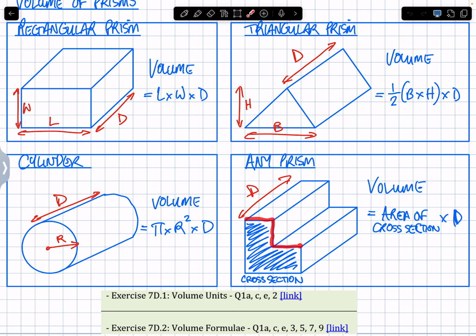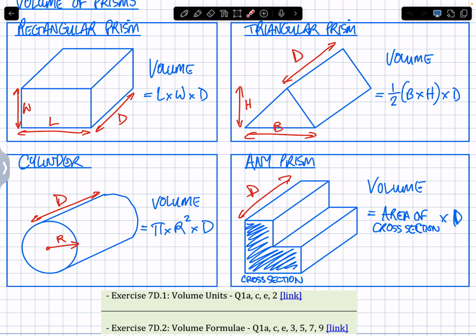This is a prism. Why? Because it's an L shape, but it's the same L shape all the way through. As long as you can find the area of the cross section, and you times that area by the depth, that will be the volume. Do you have a formula for the area of an L shape? No, I didn't give you one. But could you divide that into a square and a rectangle? Could you add the square and the rectangle together to find the area of the L shape? Then could you times it by the depth?